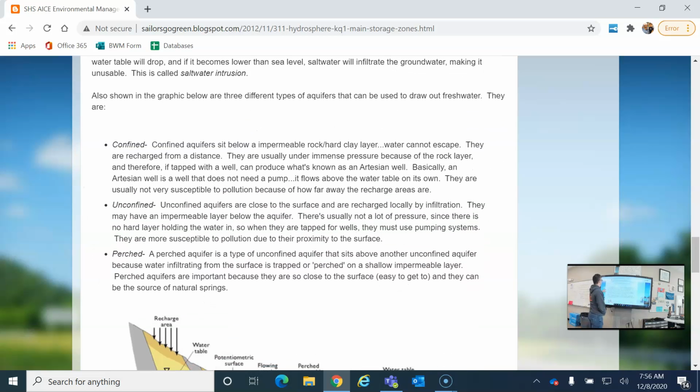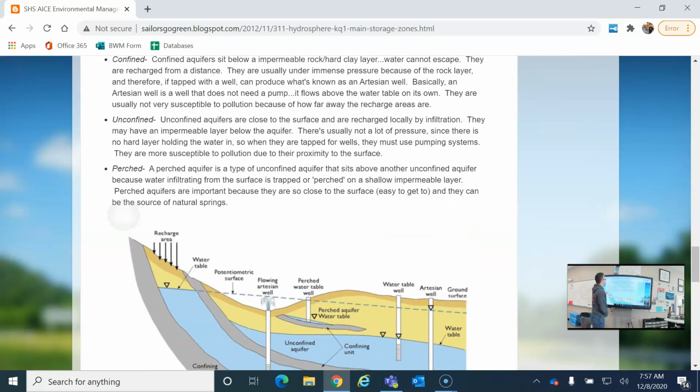So in this graphic, there are 3 different types of aquifers you do need to know. This has come up on the ACE exam before. Confined aquifers sit below an impermeable, that means an impenetrable rock hard, so it's basically a rock hard layer, or it could be clay that's really condensed and water cannot escape. These ones are recharged from a distance, usually under immense pressure because of the rock layer.